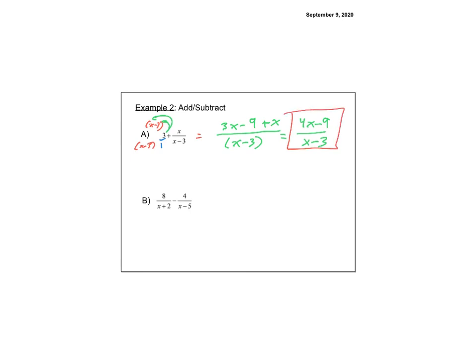Alright, letter B here, we also need to have a common denominator. That's x plus 2 and x minus 5. They're totally different. You get a common denominator by using multiplication. So what's missing over here? It's missing an x minus 5. What's missing in your second fraction? It's missing an x plus 2.